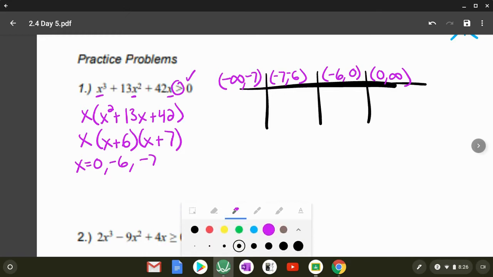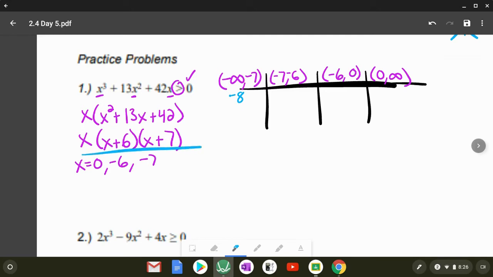Now, when we go test these sections, we broke it down on our nice table here. This first one's pretty simple. We just put in a negative 8. When you look at the factored form, it makes it a lot easier than doing the x cubed polynomial. We have a negative 8, so it's a negative, times negative 8 plus 6 would be another negative, times negative 8 plus 7 would be another negative. So we have a negative times a negative times a negative, which ends up with a negative. Since we're looking for something that is greater than 0, this one is not in our solution set.